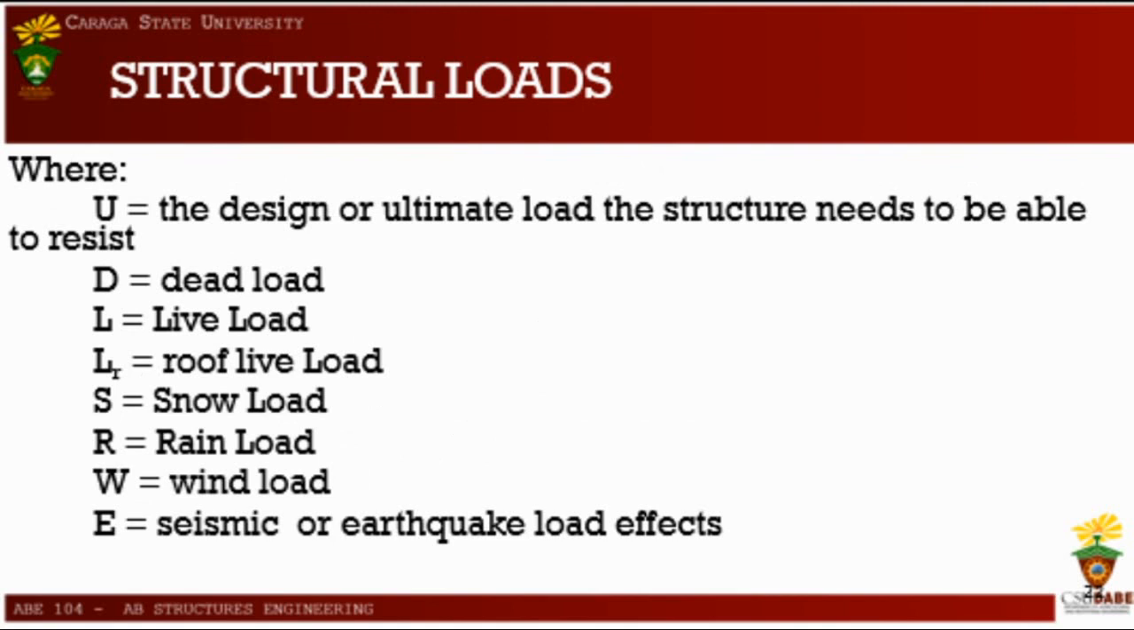U is the design or the ultimate load of the structure. D is the dead load. L is live load. Lr is roof live load. S is snow load, R is rain load, W is wind load. Then we have seismic or earthquake load effects. We did not show the formula for calculating the earthquake, so we will just use some examples in which the earthquake loads, rain loads, and snow loads are already being given.